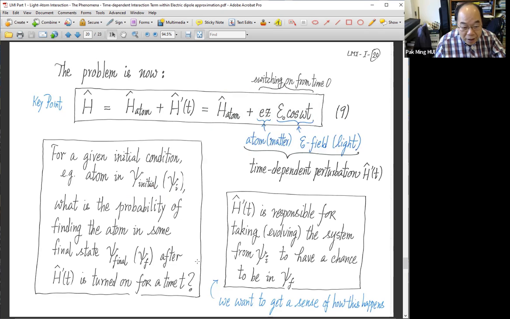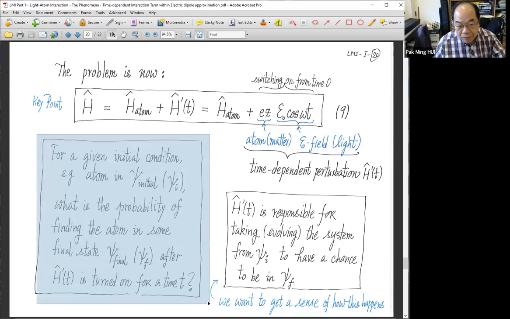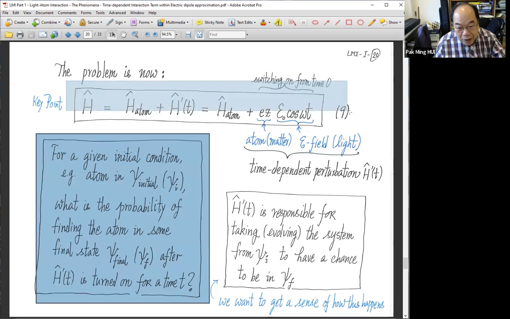Then you ask, after it's switched on for some time t, what is the probability of finding the atom not to be in the initial state anymore, but in some final state? So that is the question. That is the corresponding technical problem to solve.